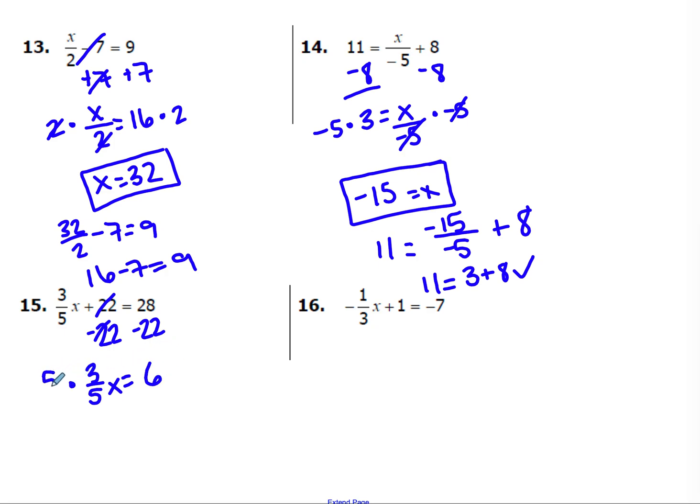Okay, I'm going to multiply by the reciprocal to cancel out my fraction. 5's cancel out, 3's cancel out, I'm left with x. I'm going to make this 6 over 1. I'm going to do some cross canceling here. 3 divided by 3 is 1. 6 divided by 3 is 2. 2 times 5 is 10.